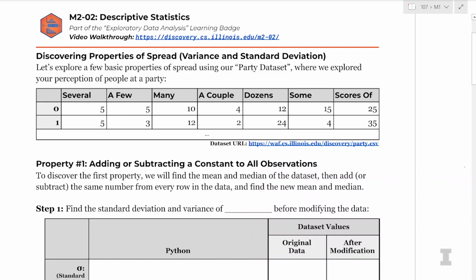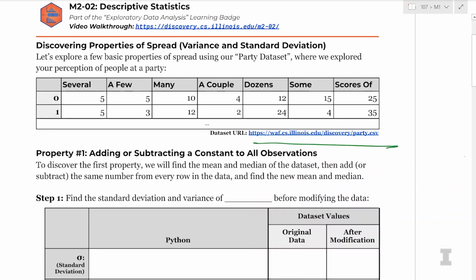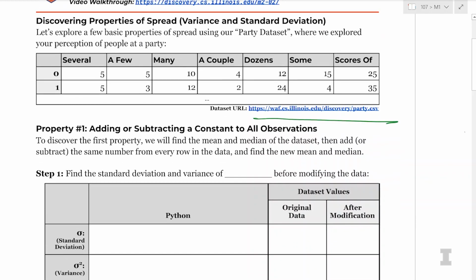So we're going to load this in the same way we've loaded all the data sets in. Import pandas as pd, then df is equal to pd.read_csv. This data set is right here, loaded on my faculty website, waf.csa.illinois.edu/discovery/party.csv. And then we'll type df to just make sure the data set gets all loaded.